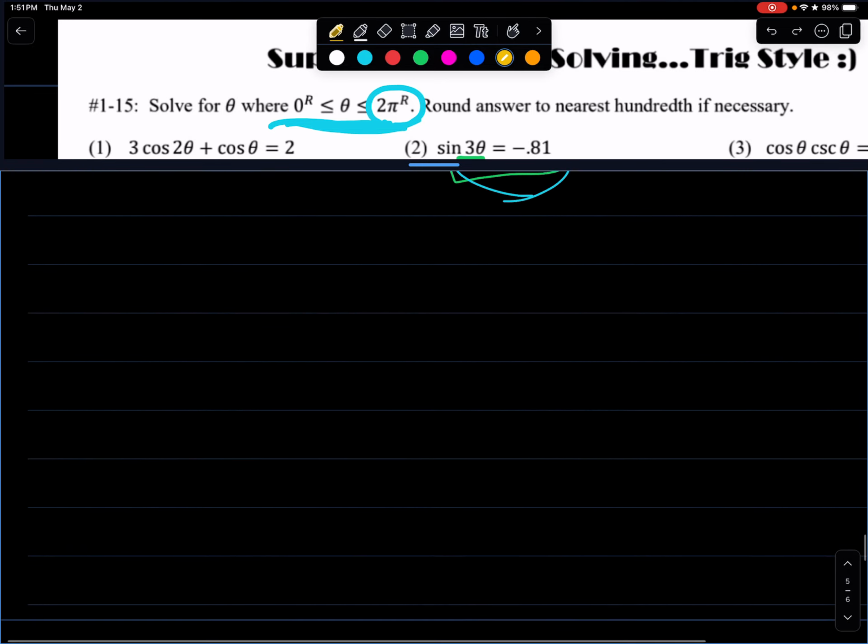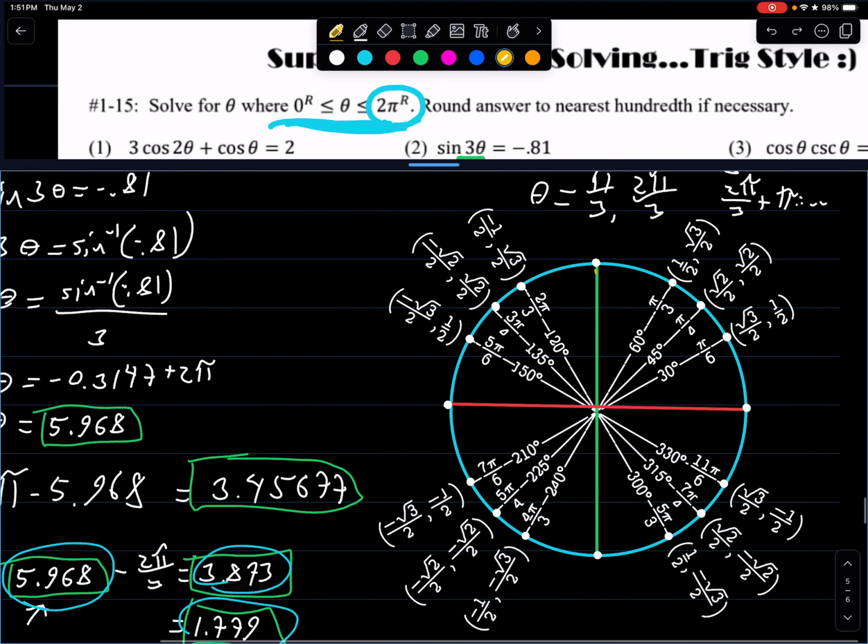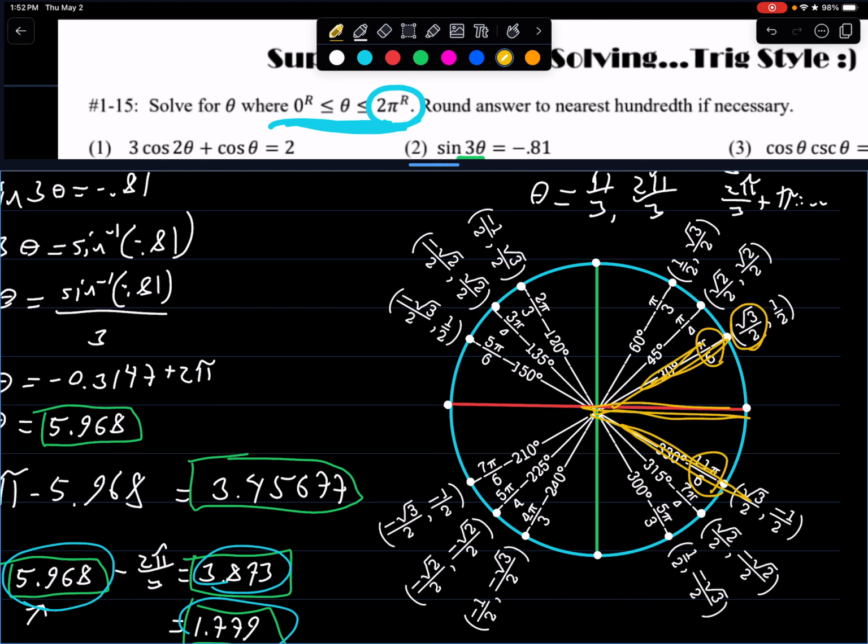For cosine, it's slightly different. So for cosine, instead of reflecting across the y-axis, you actually want to reflect across the x-axis. So for example, if you're looking for where cosine equals root 3 over 2? Well, we know it's at pi over 6, and the positive root 3 over 2 would also be at 11 pi over 6. And really what we did there is a reflection across the x-axis. So all you need to do is just take your angle and make it negative. So whatever angle cosine is at, you just make it negative, or if it is negative already, you make it positive, and you'll find the other angle.